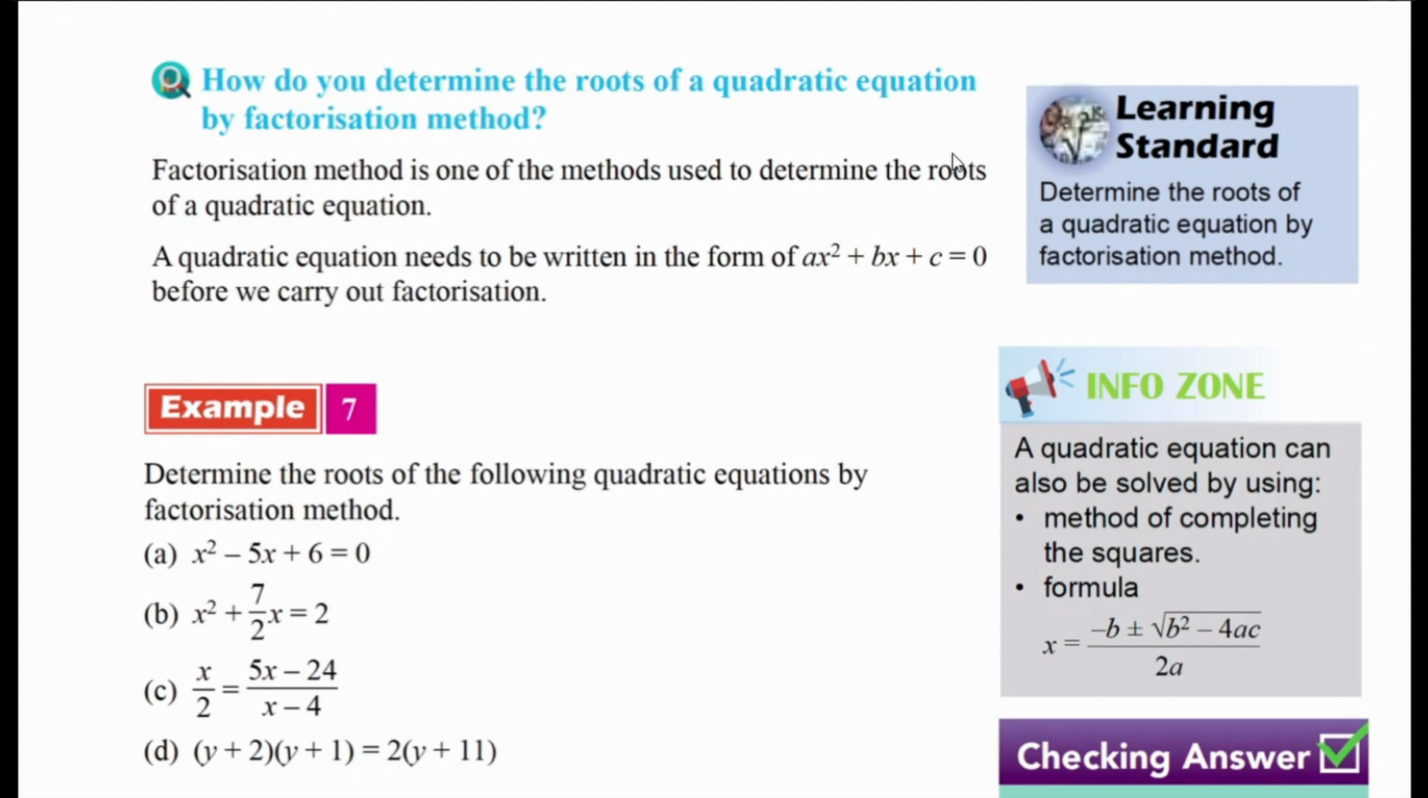Okay, next is how do you determine the roots of the quadratic equation by using the factorization method? Just now we just used the trial and error method. We substitute the value of x into the equation and check whether the left hand side is equal to the right hand side. If it is equal, then it is the root of the equation. If it's not, it's not.